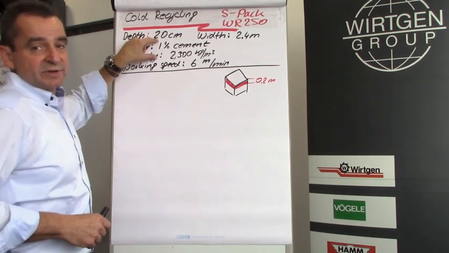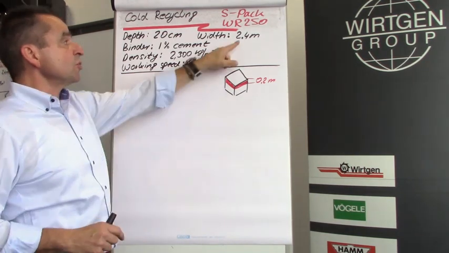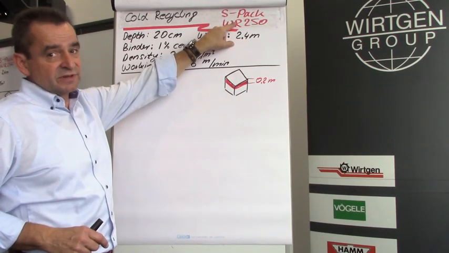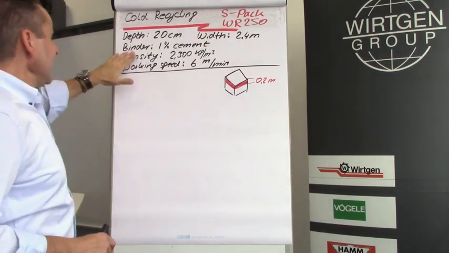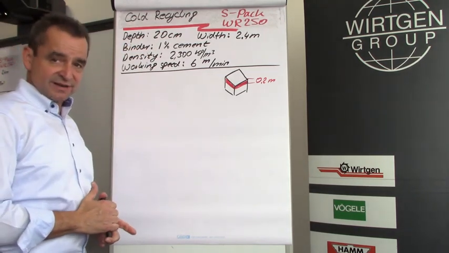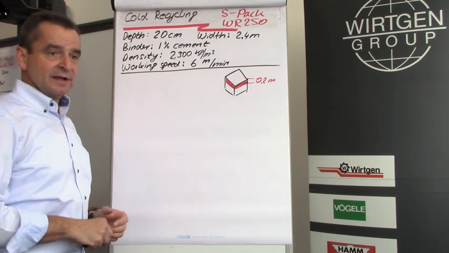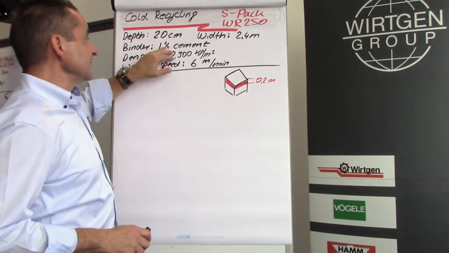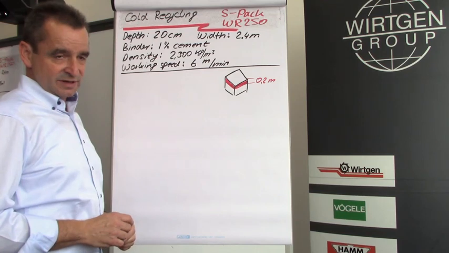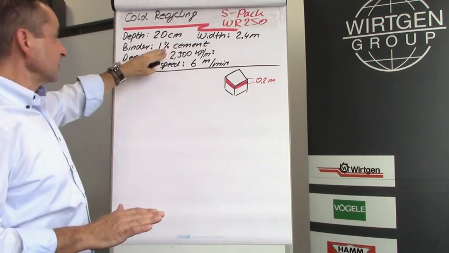Now the working depth is 20 centimeter or 0.2 meters. Working width will be 2.4 meter, because the maximum working width of the WR250 is 2.4 meter. Binder, here we have to add 1% of cement. You see here already is the difference to our first example. We don't have the kilograms per square meter now, so we need to calculate the performance data. This is one point we have to calculate first, but we will do this in a second.